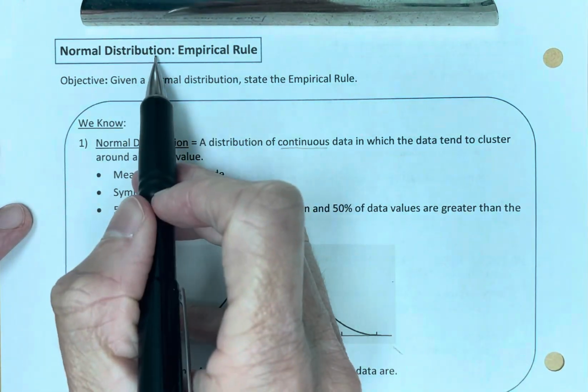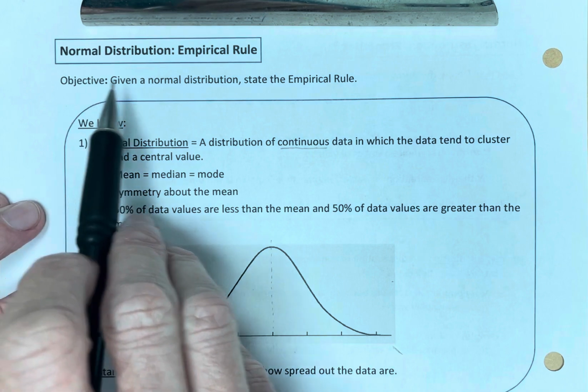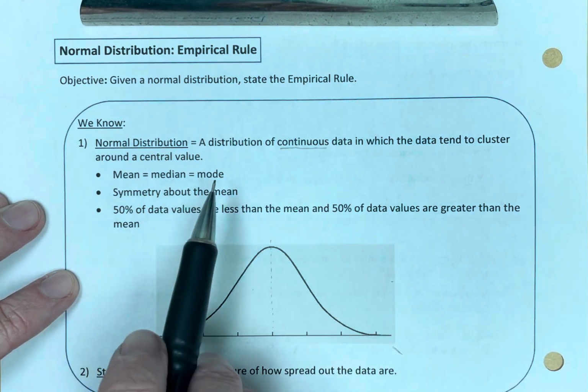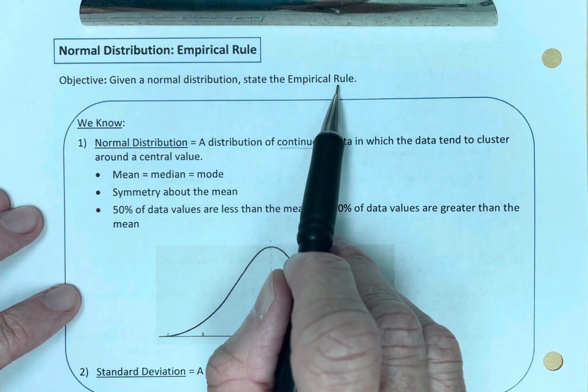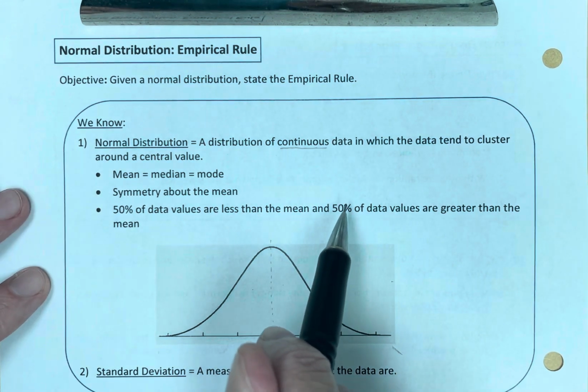The normal distribution and the empirical rule. Our objective: given a normal distribution, state the empirical rule. We have done a fair amount with the empirical rule up to this point. We're now going to apply it to the normal distribution.